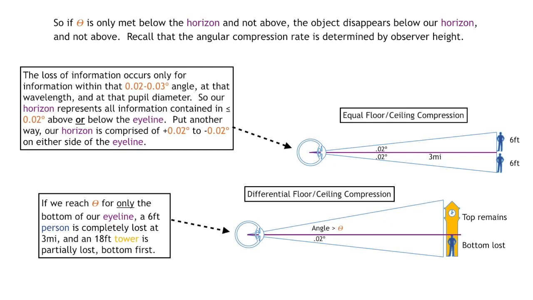And again, if we did differential floor and ceiling compression and we got closer to a tangible physical wall or a physical ceiling or the physical floor, then we would have differential angle compression, and anything met along that compressed angle side, either the wall or the floor or the ceiling, is going to reach theta, and it will be lost against that object. So if we reach theta for only the bottom of our eye line, a 6-foot person is completely lost at 3 miles. And an 18-foot tower is only partially lost. It loses 6 feet essentially, and it loses it bottom first if we are compressed against the floor.